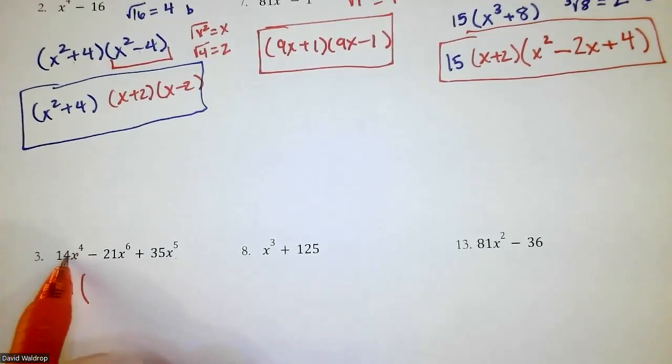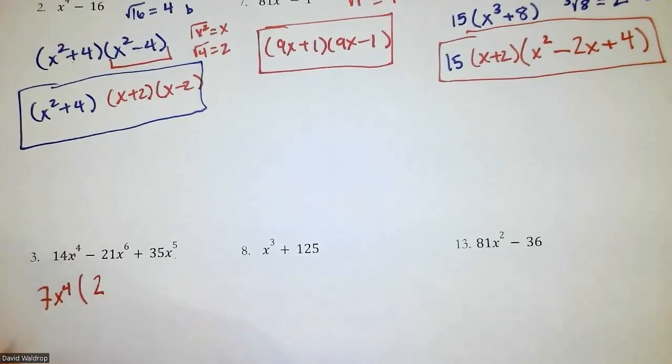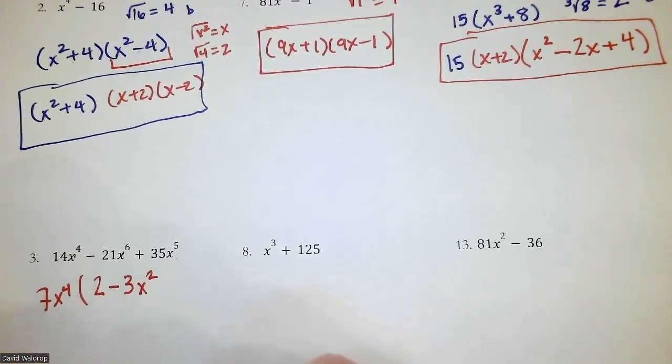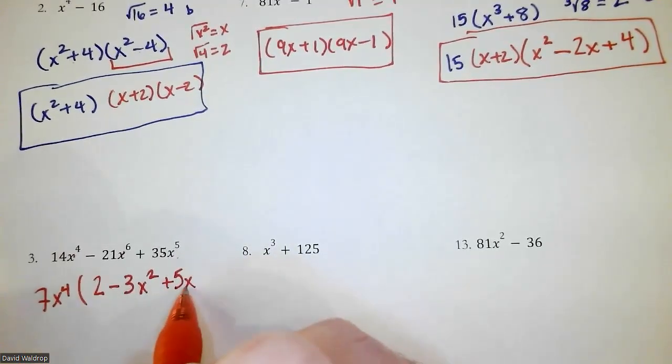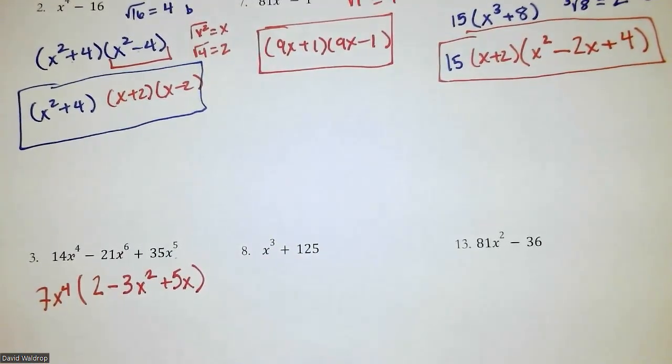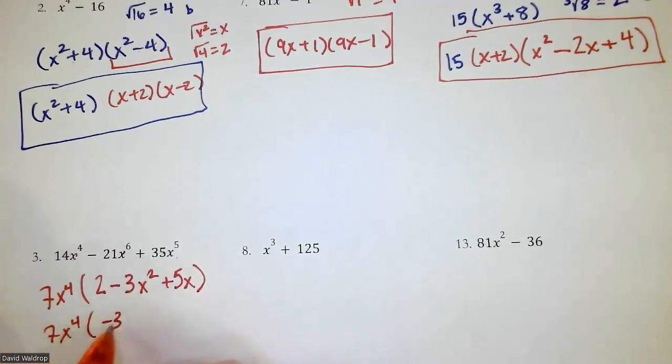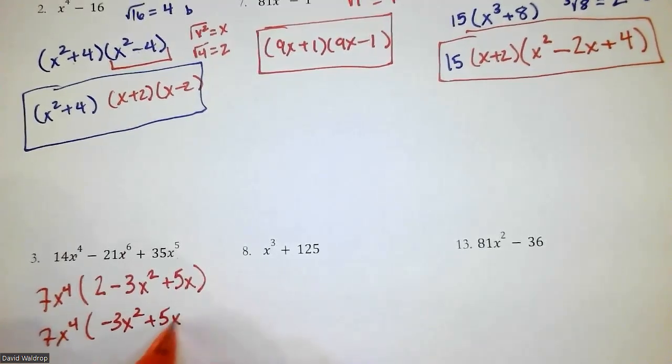So divide 14 over 7 is 2, and I took all the x's. Minus 21 over 7 is minus 3, and I took all but 2 of the x's. And then 35 over 7 is 5, and I'm leaving 1x. Okay, so that will work. I'm going to rearrange and put the x squared first.